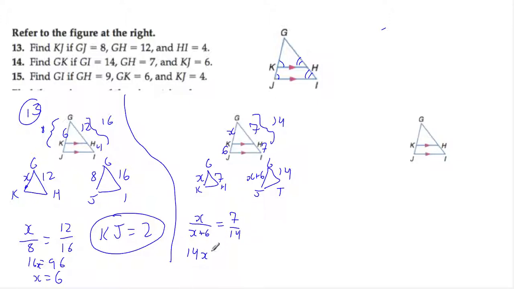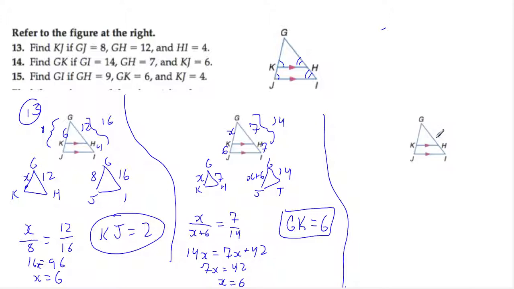So I get that 14x is equal to 7x plus 42. So 7x is equal to 42. So x is equal to 6 again. And that's actually what we're looking for this time. X is actually GK, so GK is equal to 6, which is great.